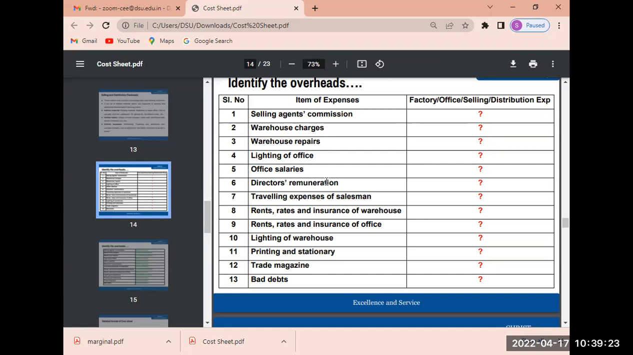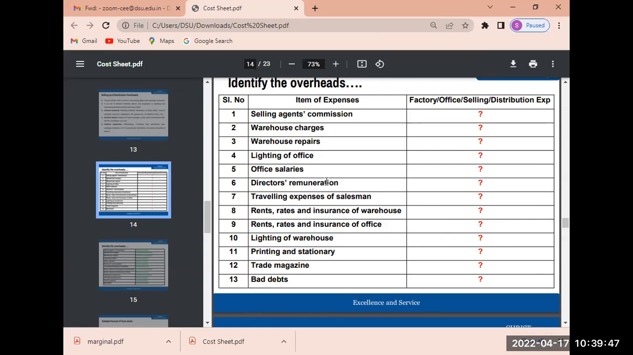Next. Rent, rates and insurance of warehouse. Rent, rates and insurance of office. Admin expense. Lighting of warehouse. Selling. Printing and stationery. Office and admin. Trade magazine. We are subscribing some trade magazine. Selling. Why? Advertisement. You are seeing others' advertisement.